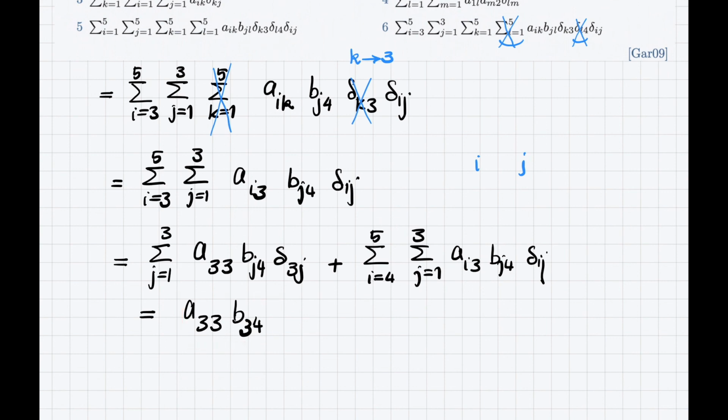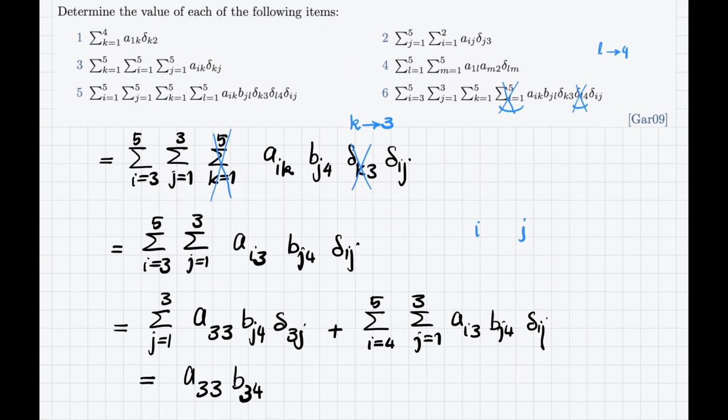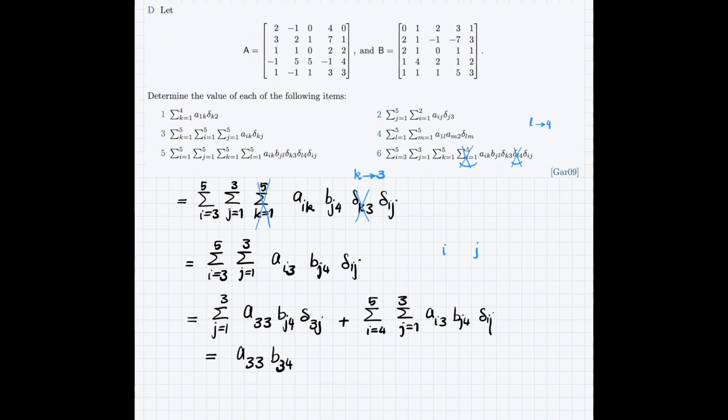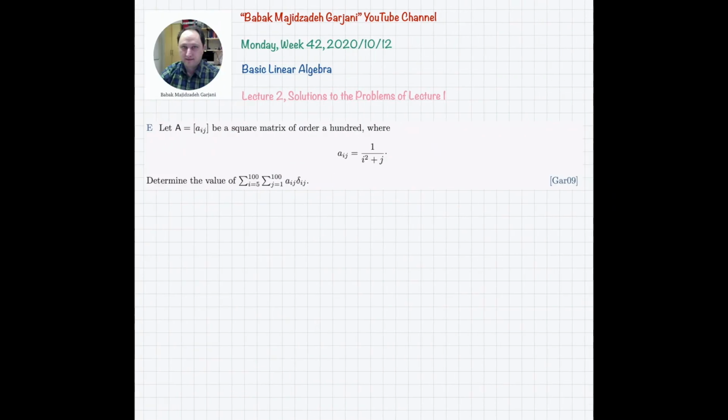Okay, and now if you want to go back here, you have a_33. This is your a_33 here, and then this is b_34, the third row, fourth column. It is 1. So you need to multiply these two, so it becomes 0 times 1, and the answer becomes 0. Okay, so hopefully you understand how you need to deal with this Kronecker delta inside some sums. Okay, let us go to the next problem here.